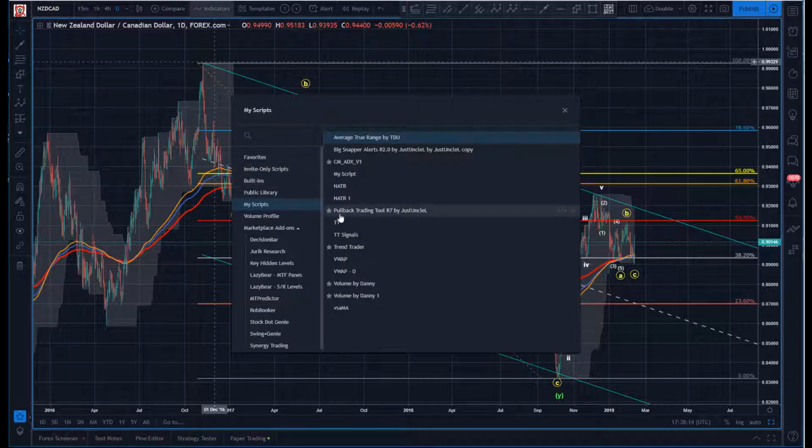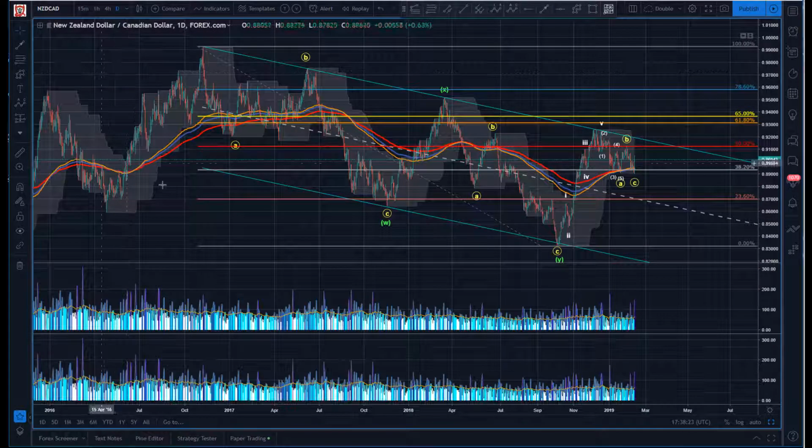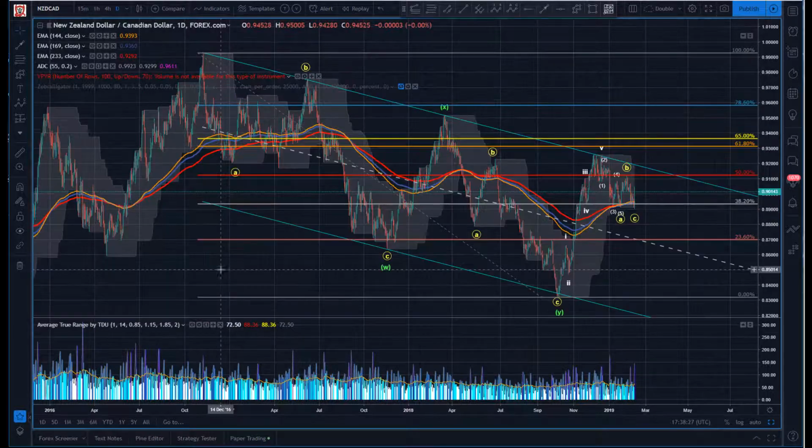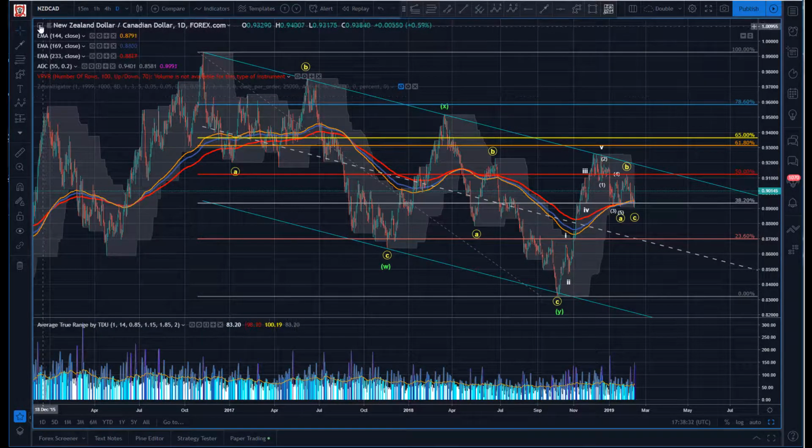So this would be my scripts, and that's Average True Range TDU. All right, so whoops, I added it twice. So let me get one of these off here. All right, so there's the script because I've already done the copy and paste. So we can pull that off.